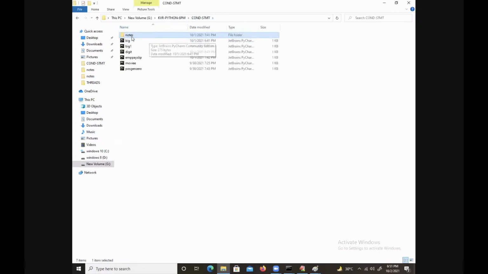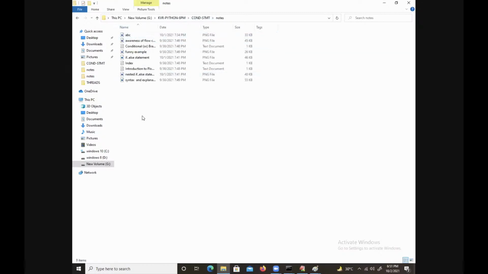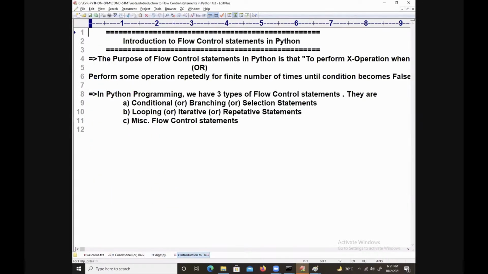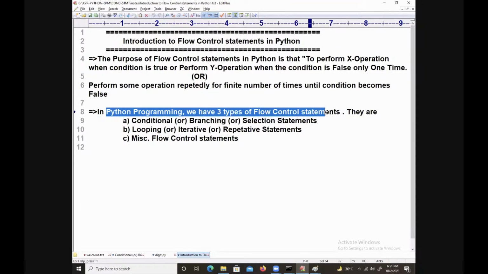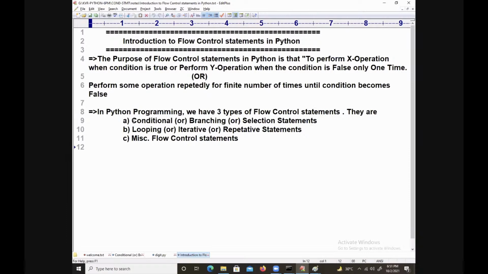So there we have some control, such as introduction to flow control. If you observe it, there are three things there. The purpose of flow control statements, I already said in the class. We have three types of flow control statements. One is called conditional or branching or selection statements. Second one is called looping or iterative or repetitive statements.